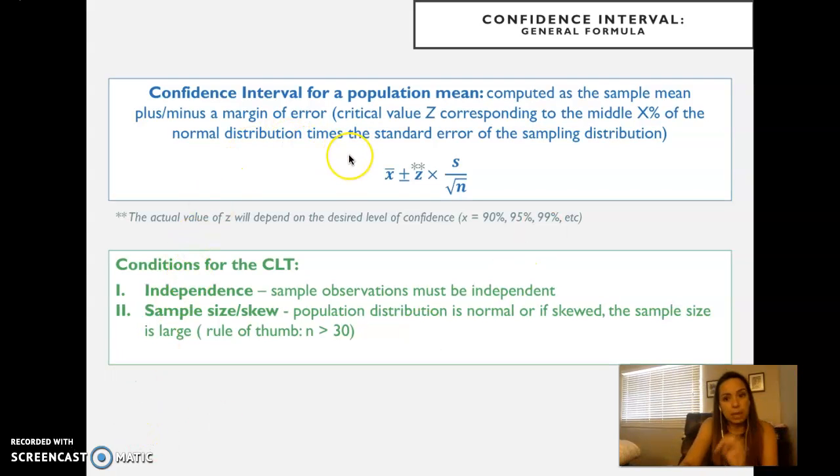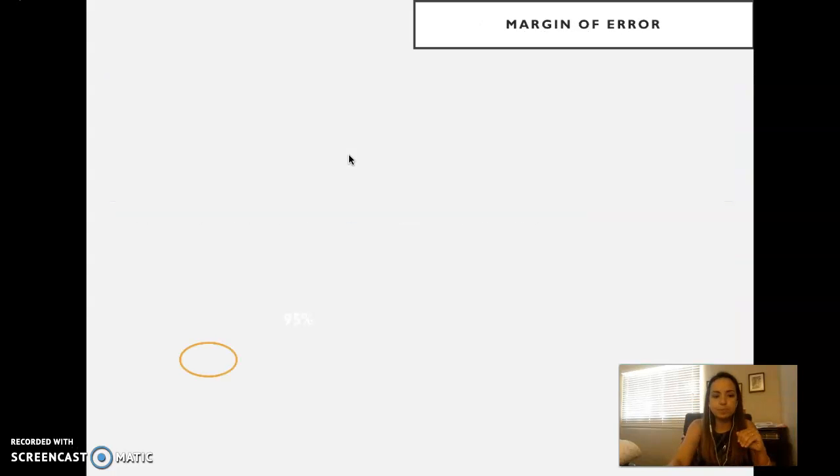And again, in order to be able to do that with the data from a sample that you got, you need to make sure that your data collection meets the conditions for the application of the central limit theorem, which is independence. You need to have a sample that has independent observations, and your sample size should either be large enough such that if the distribution is skewed, you still are okay, or if the sample size is not that large, the distribution of the data in the population should be normal.